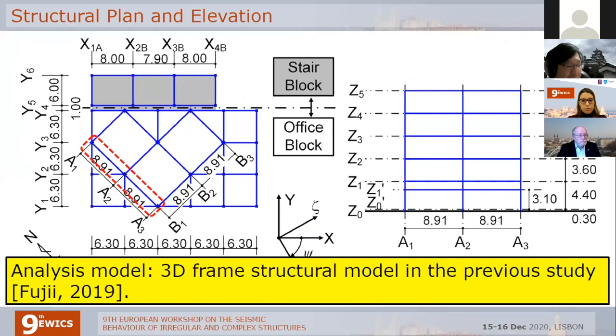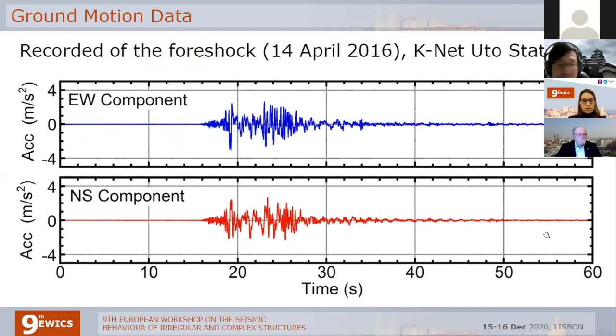Here is an elevation of frame B1. This building is a five-story building. The present nonlinear analysis uses one of the three-dimensional frame structure models constructed in the previous study. The seismic input for the nonlinear time history analysis is a recorded acceleration of the foreshock at the KNET station, Uto station, which is the nearest station to the Uto City Hall. Here are the two horizontal components.